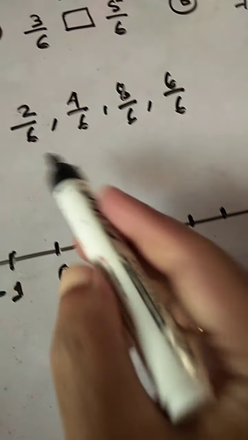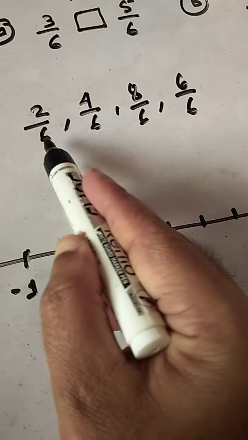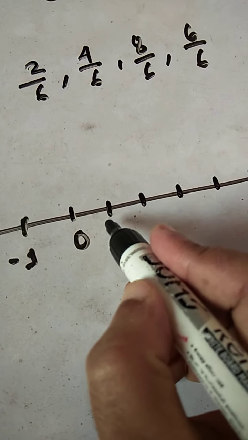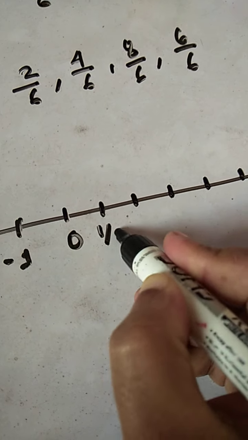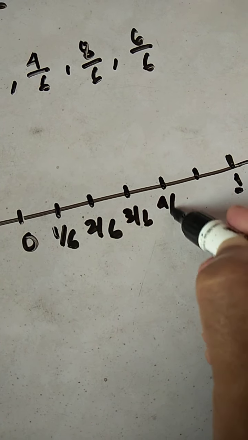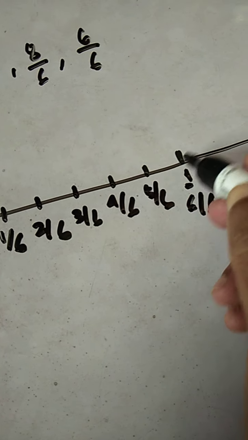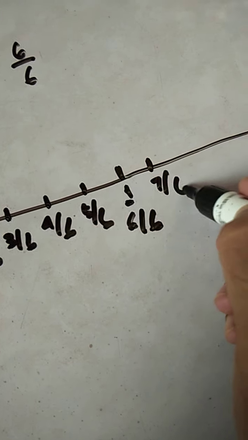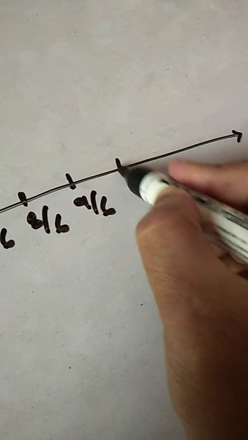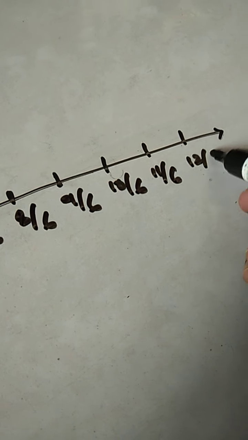So how many divisions? As the denominator is 6, so 6 divisions would be there. 1, 2, 3, 4, 5, 6. If it had been 7, then 7 divisions would be there between two numbers. Now what is the first part? After 0 you will write 1 by 6, then 2 by 6, then 3 by 6, then 4 by 6, then 5 by 6, then this would be 6 by 6. 6 by 6 is 1 only. Then again you will write 7 by 6, 8 by 6, 9 by 6, 10 by 6, and this way you will keep on going. Okay, 12 by 6. So enough.